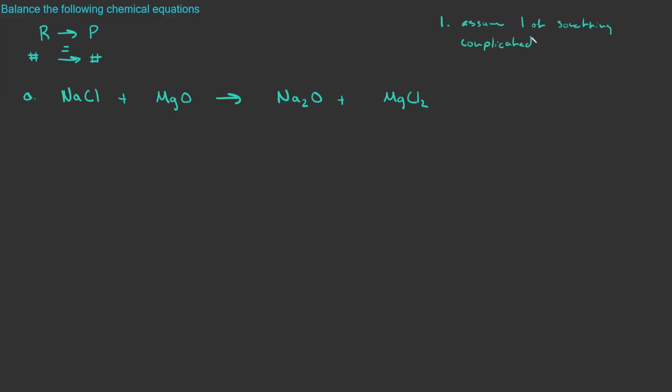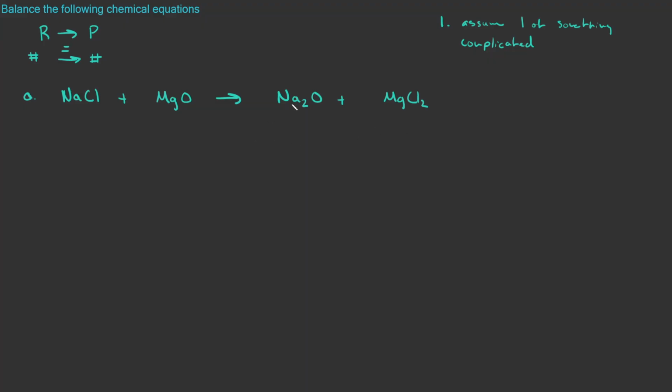What I mean by that is something that has more than one of each of these elements, right? So in this case, NaCl is just one Na and one Cl. MgO is just one Mg and one O. While on this side, we have Na2O, so we have two Nas for every one oxygen. And we have MgCl2, so that's two Cls and one Mg. And so I would classify the right side of this chemical equation, either one of these two, as a complicated molecule. And so I just assume that we have one of those.